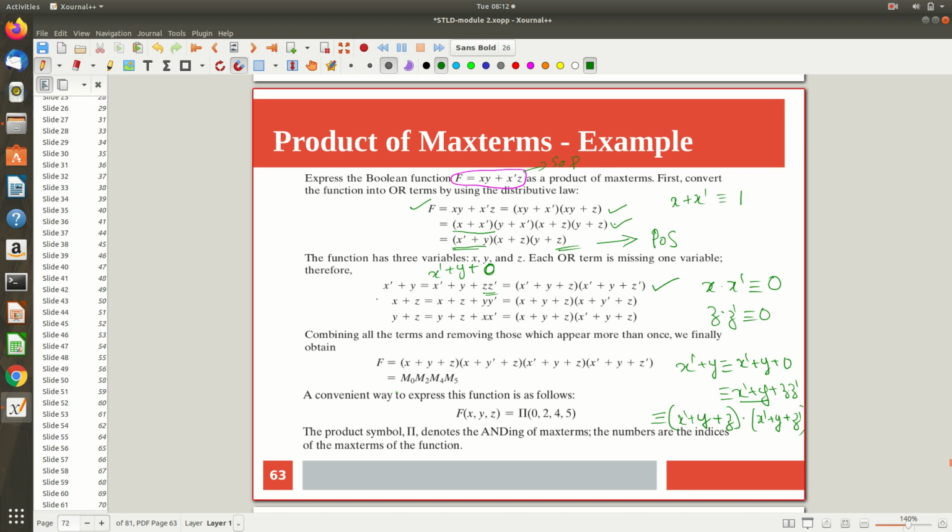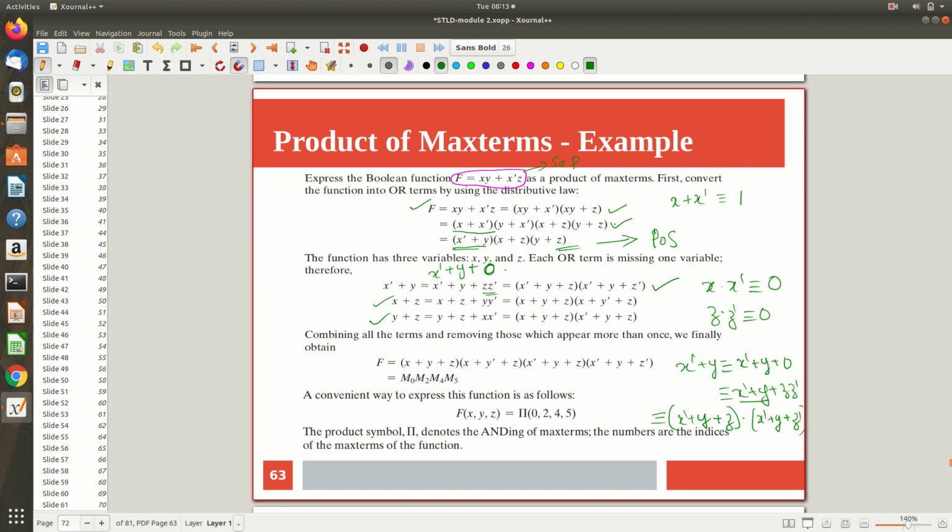The same way, the second term is x plus z, where y is missing. So you can add a 0 anywhere. I am adding a 0 at the end or middle, anywhere you add, and this 0 is nothing but y into y dash. And now distribute, that is x plus z plus y. And by commutativity, we write in the order x, y, z. So x plus y plus z, and this will be x plus y dash plus z. Okay, clear. Similarly, this one.